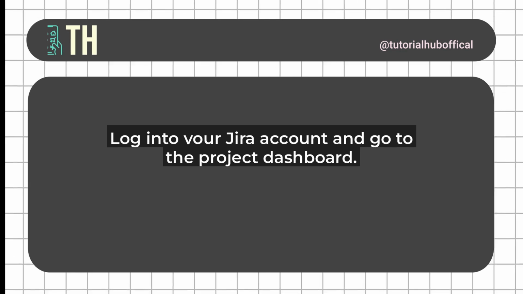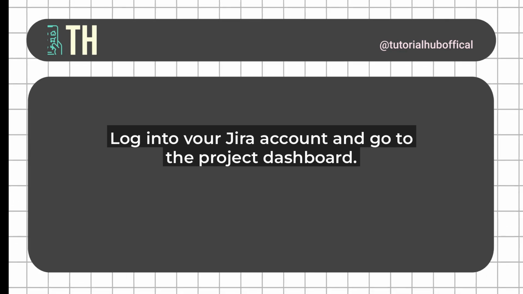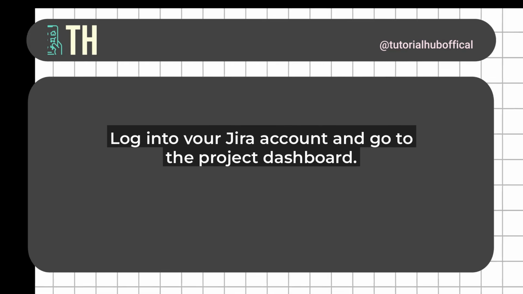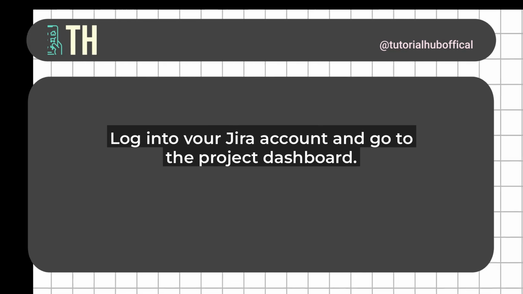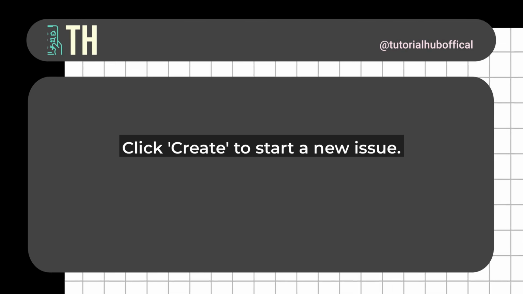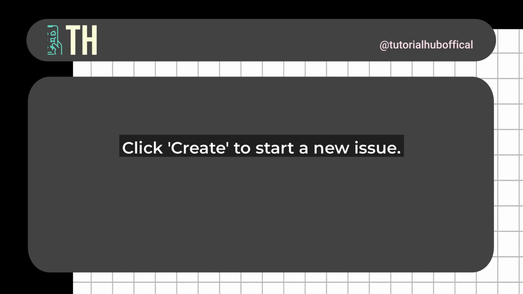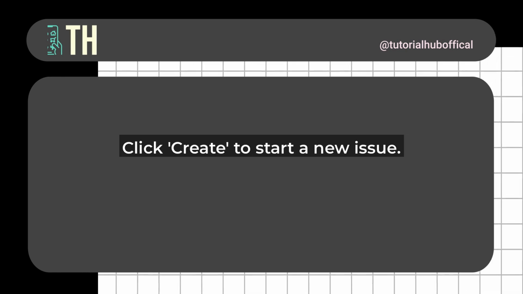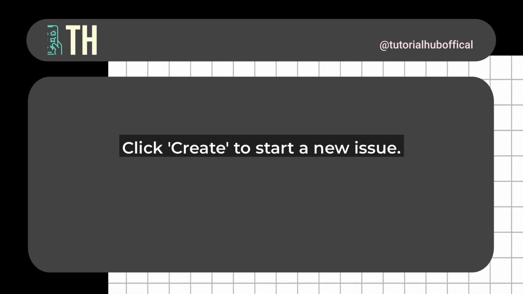It's a simple, user-focused way to describe a software feature. Think of it as: as a user, I want feature, so that benefit. This helps keep everyone aligned on what needs to be built. To get started, make sure you're logged into your Jira account. Once in, navigate to your project dashboard. It's usually the first thing you see after logging in.